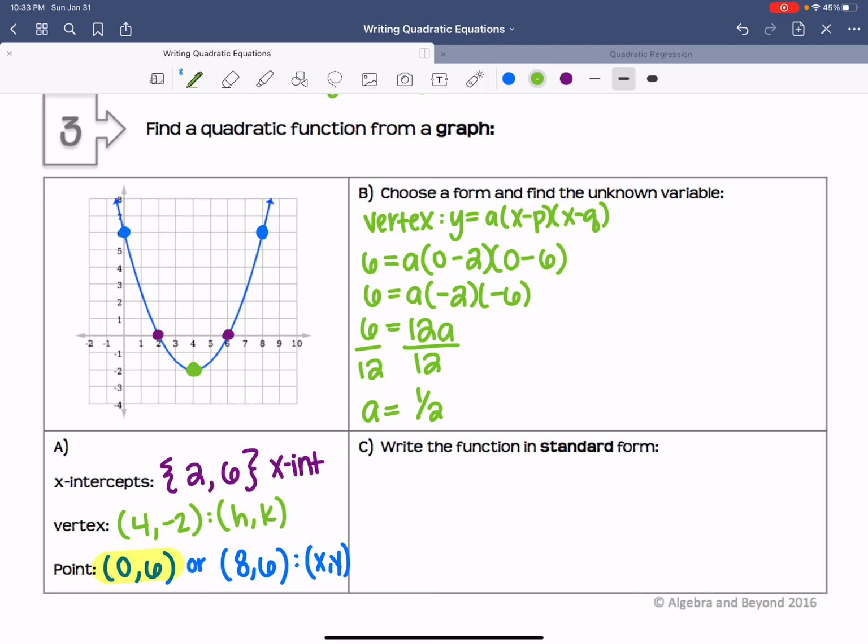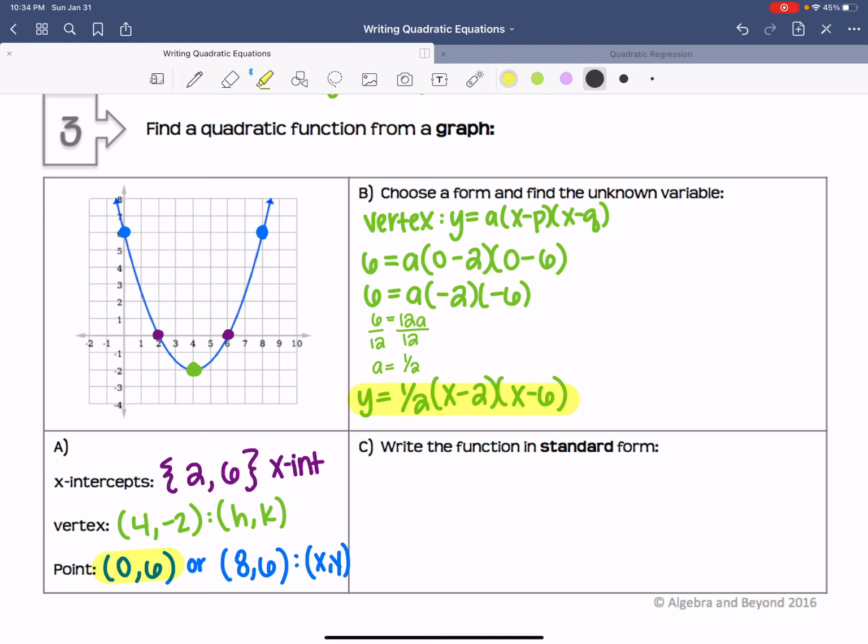All right, so I'm going to make this a little bit smaller just so that I have room to write my equation here. All right, so that would be y equals 1/2 times x minus 2 because that was an x-intercept, and x minus 6 because that was an x-intercept. So that one is vertex form. Now let's do it in intercept form. Oh, I'm sorry, I just did that backwards. That was intercept form. Sorry about that.